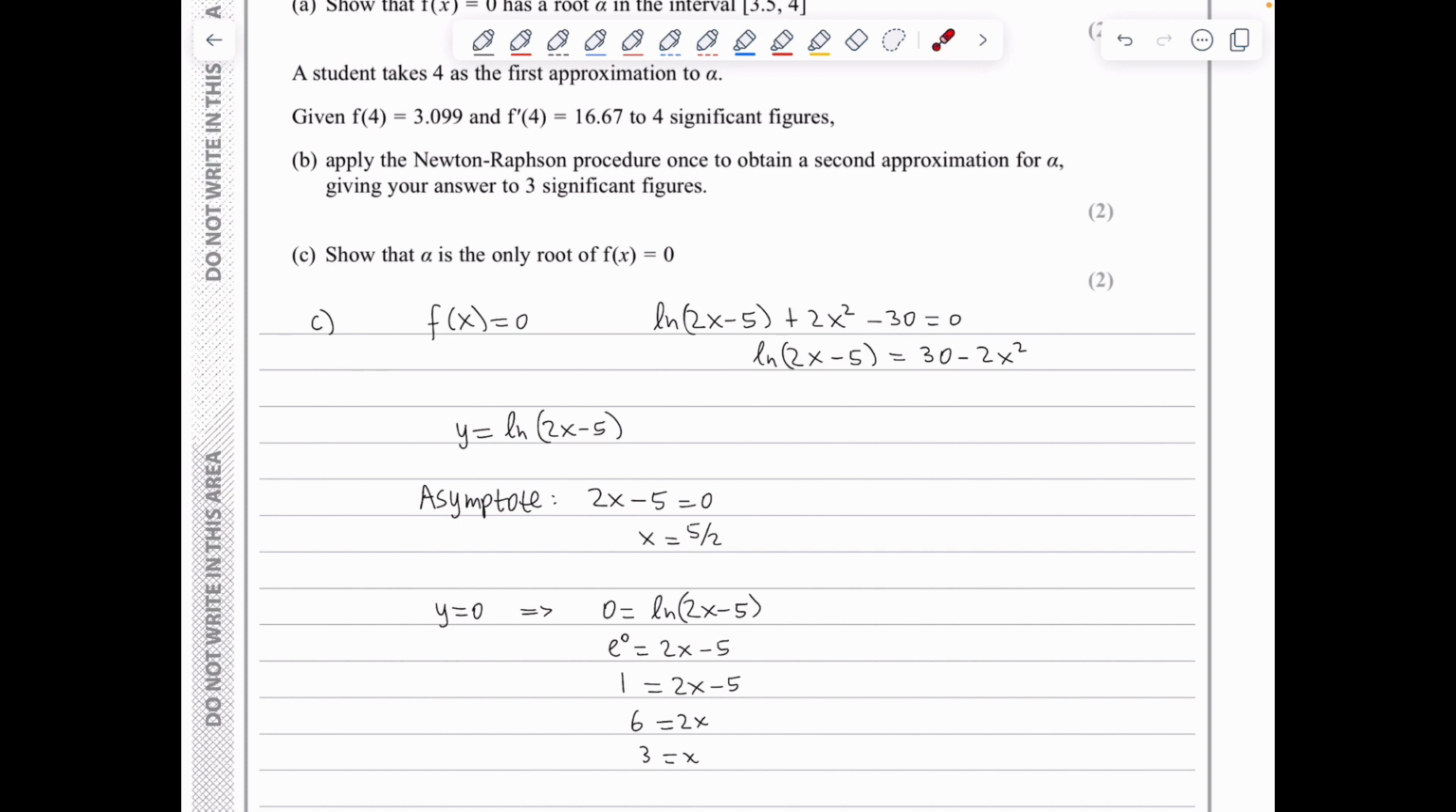On the other hand, I need to consider y is 30 minus 2x squared. I notice that 2 is a common factor, so this is 2 brackets 15 minus x squared. We know that it's an inverted parabola, a sad face parabola. We can see that when x is 0, y is 30, and also if y is 0, then we get 15 is equal to x squared, so plus minus root 15 is equal to x. This can help us draw the parabola to see exactly what's happening.